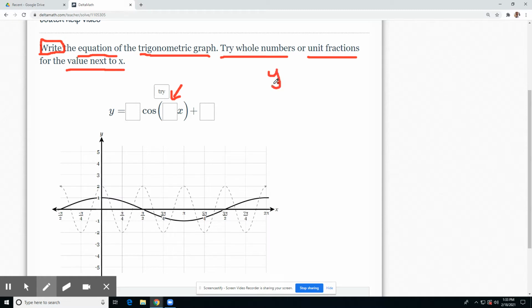So our foundation is y equals our amplitude times cosine of our number that affects period plus a phase shift on the x, plus a phase shift on the y. All right, so let's just go through each one. The midline is usually where we start. Here's our midline.